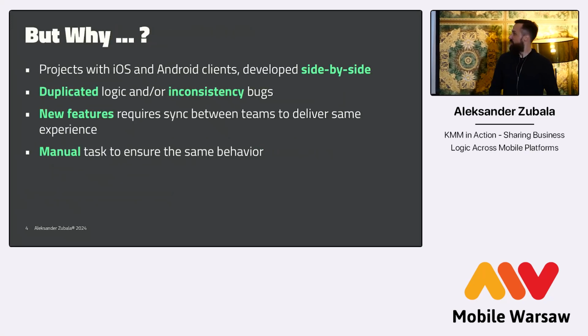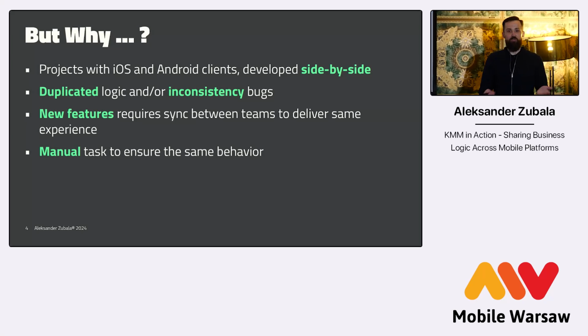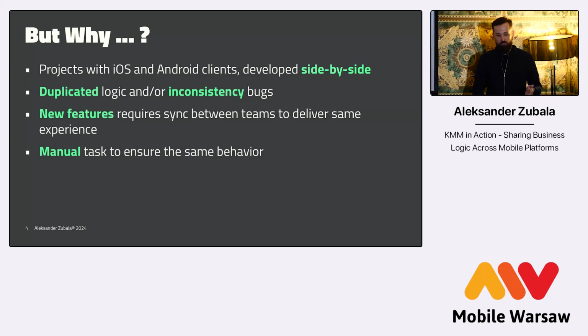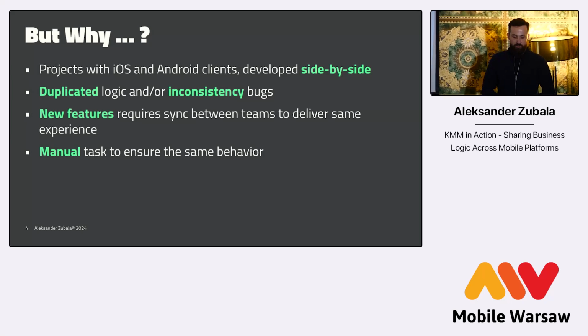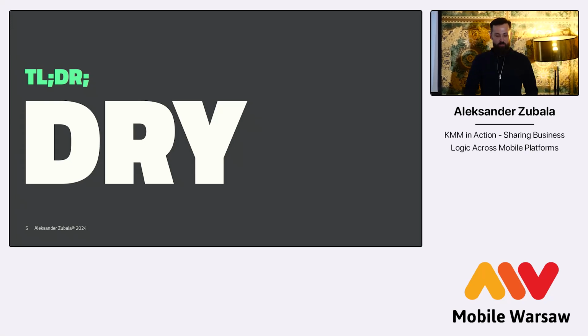So why might you be interested in listening to me talk about this? Whenever you have two projects with two clients, iOS and Android, developed side by side, you probably face problems with duplicated logic. You may also have inconsistency bugs between the two platforms. Something works differently, and when you have new features, you always have to sync between two teams to make sure that it works the same way. And it's most likely a manual task to do all the syncing, all the talking. So, too long didn't read, we basically don't like to repeat ourselves.